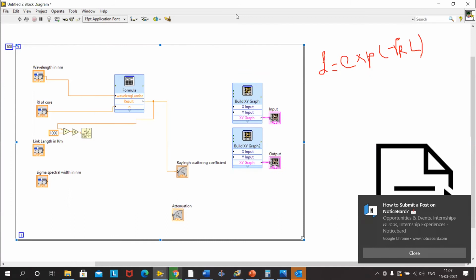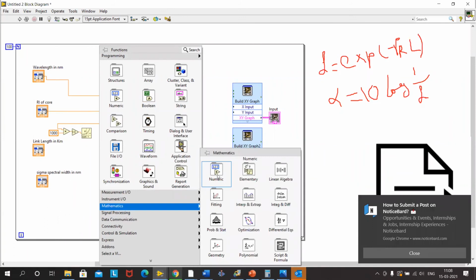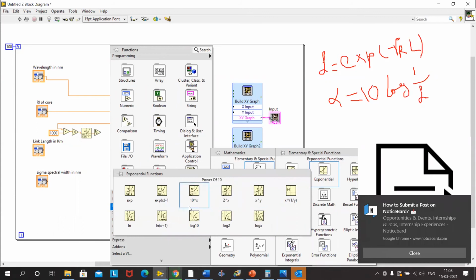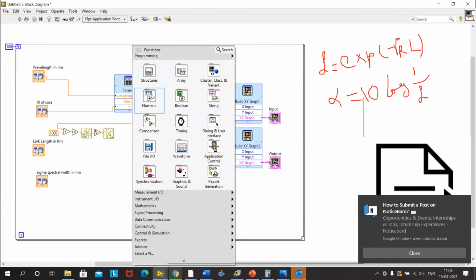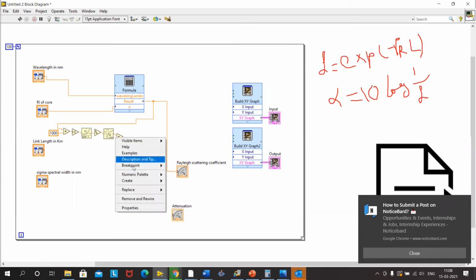So what are we supposed to calculate? Our attenuation alpha L is equal to 10 log of 1 by loss factor. So our loss factor is calculated. What we will do is invert it by going to mathematics, numeric, and then mathematics, exponential. Now we need to have log 10. Now multiply it with 10, again numeric, multiply, and here you can add the constant 10.